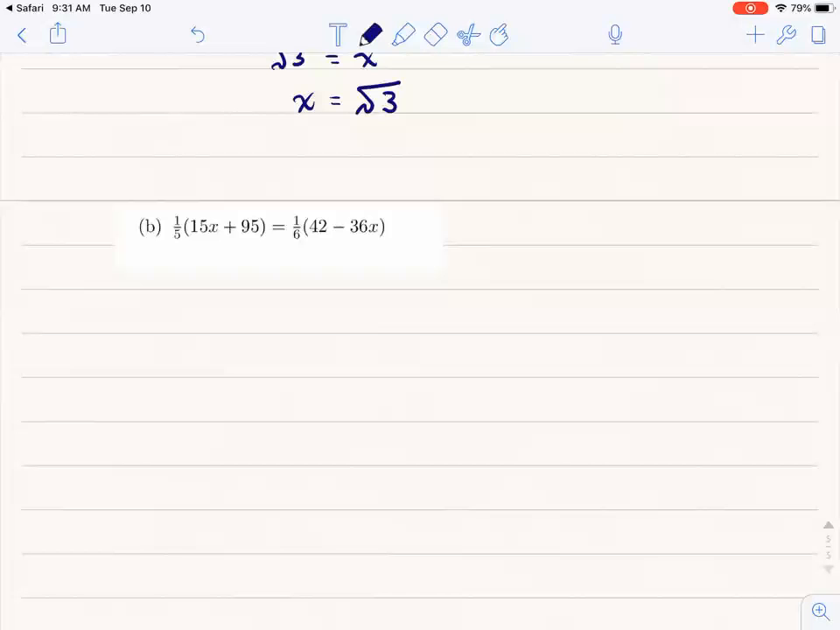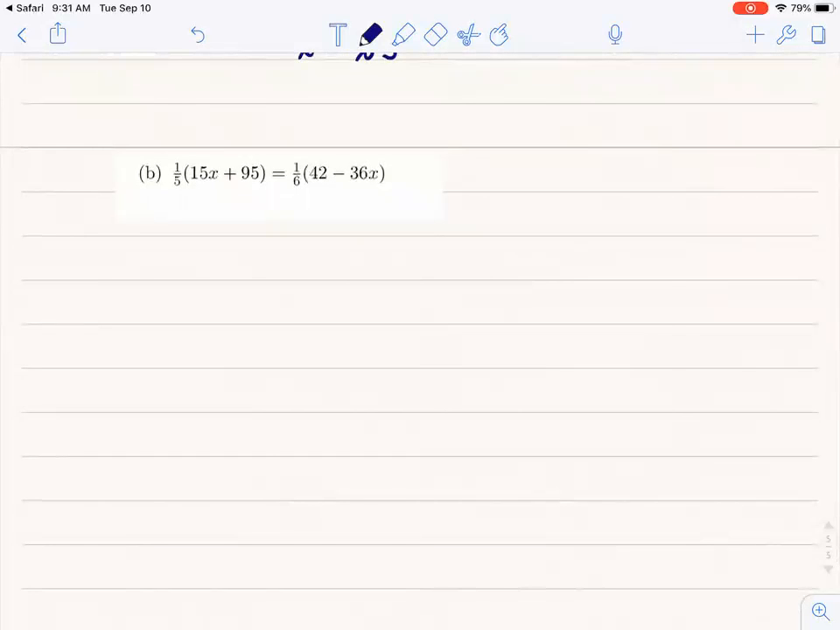And so what I'm going to do is I'm just going to bring the 1 over 5 inside. Remember, though, that everything is times 1 over 5, right? And same thing here. This is simplified, so I'm going to bring the 1 over 6 inside. And so what does that look like? It looks like 15x over 5, right? Technically times 1 over 5, but I'm just going to scoot them on top of each other. 95 over 5 is 42 over 6 minus 36x over 6.